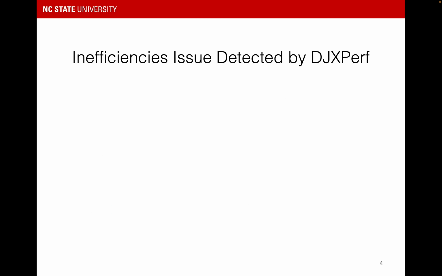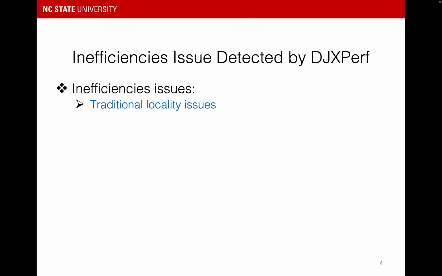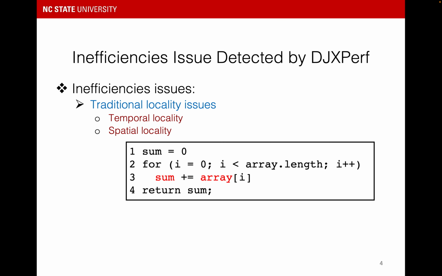So what are the inefficiencies that DJXPerf can find? First of all, DJXPerf can detect traditional locality issues that happen in Java programs. There are two traditional data locality issues, temporal and spatial. Let's look at this example.